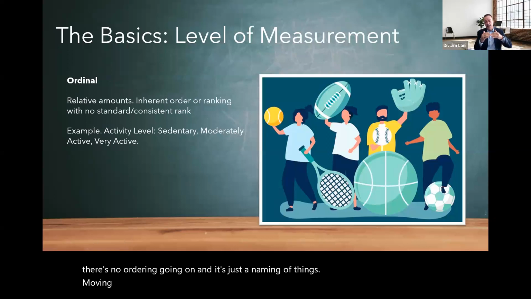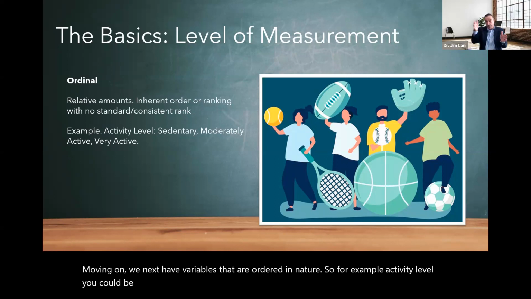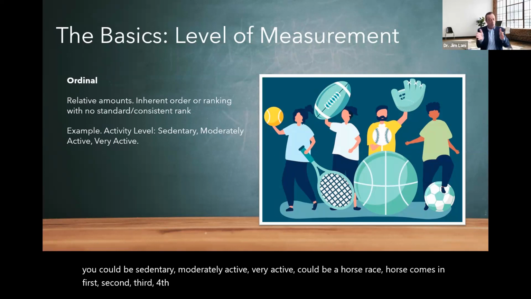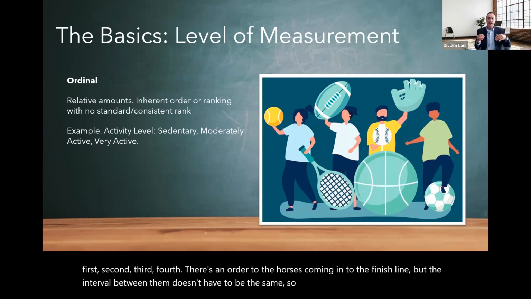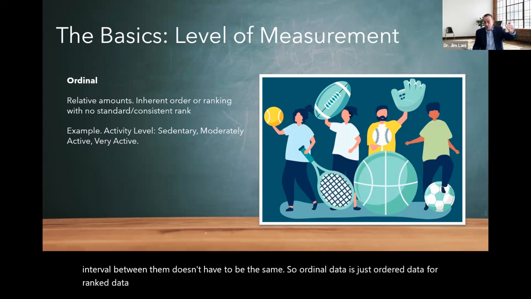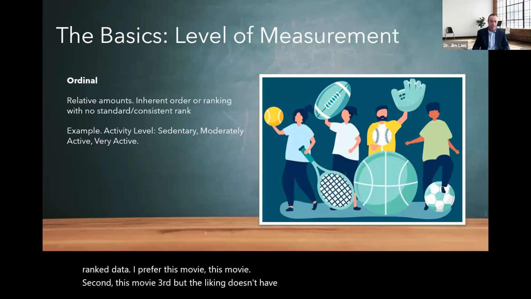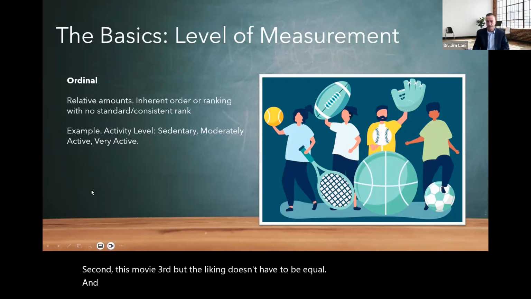Moving on, we next have variables that are ordered in nature. For example, activity level could be sedentary, moderately active, very active. It could be a horse race: a horse comes in first, second, third, fourth. There's an order to the horses coming to the finish line, but the interval between them doesn't have to be the same. So ordinal data is just ordered or ranked data. I prefer this movie second, this movie third, but the liking doesn't have to be equal between those rankings.